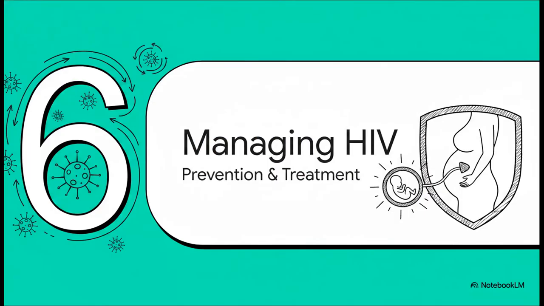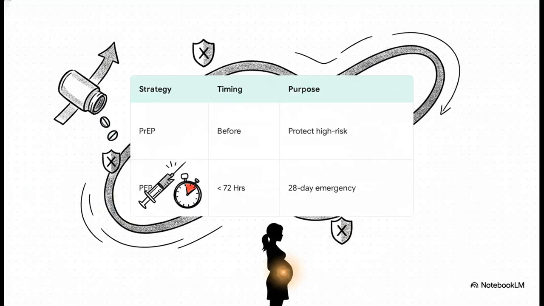Which brings us to our final section, part 6, managing and treating HIV. For prevention, we heavily rely on PrEP. Think of PrEP as a daily shield taken before exposure for high-risk individuals. But if an exposure actually happens, say a needle stick injury in a hospital, we use PEP. PEP acts more like an emergency fire extinguisher. It's a 28-day antiretroviral regimen that absolutely must be started within 72 hours.